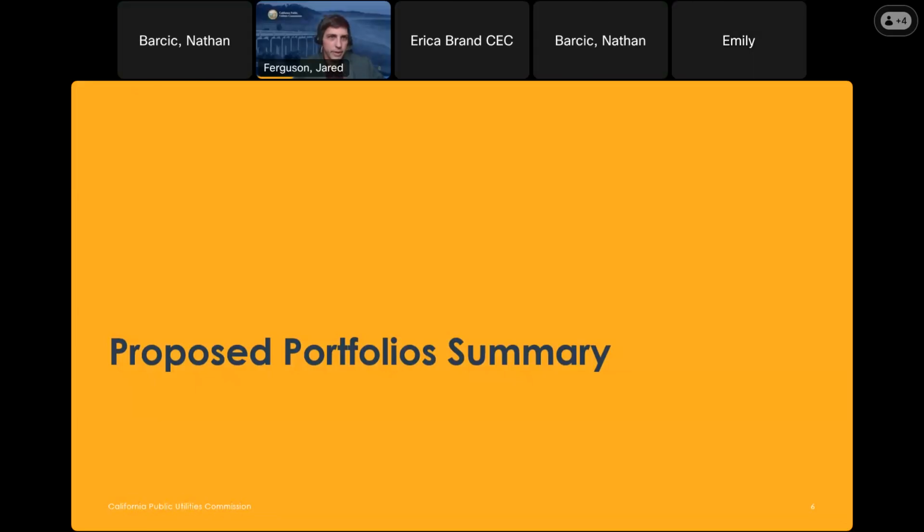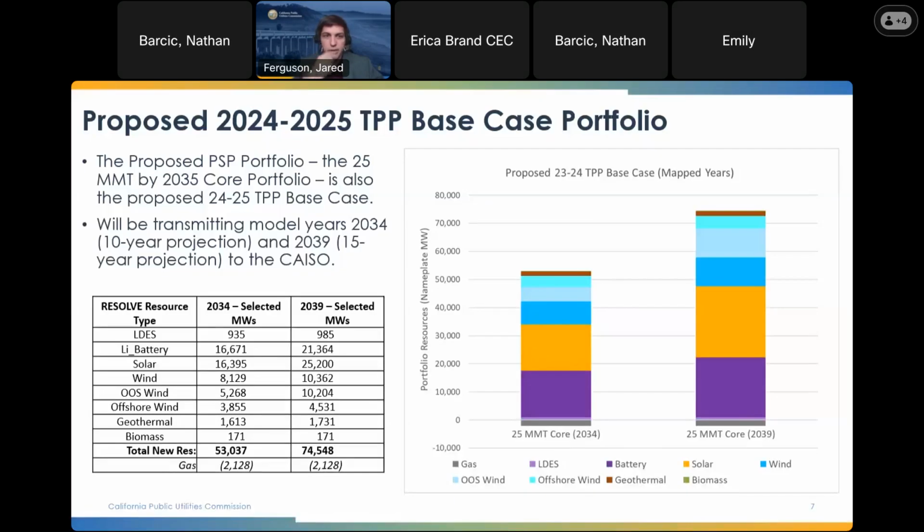Hello, everyone. I'm Jared Ferguson. As Nathan said, I'm an analyst on the IRP team here at the CPUC. And in the next few slides, we're going to do a recap on the proposed portfolios for this cycle's TPP. So the proposed base case is the 25 MMT core portfolio, which is also the proposed PSP portfolio.